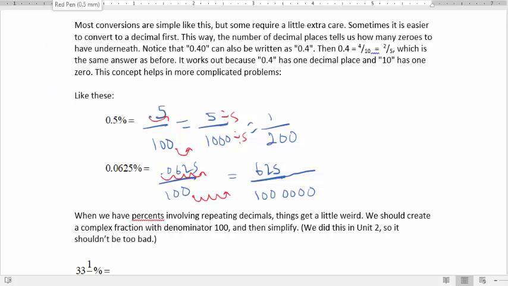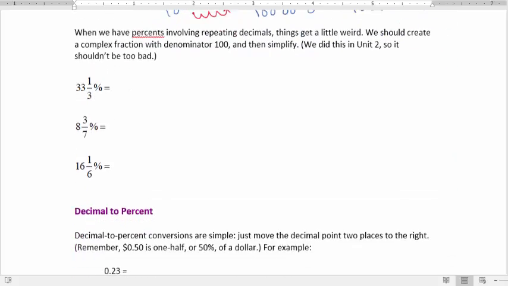And then you try to just reduce this as best you can. So I know 25 will go into both of these, right? 25 will go into 625 25 times, and then 25 will go into a million 40,000 times. Now it's 25 over 40,000, and then I would divide again by 25. 25 will go into both of them again. So 25 goes into 25 once, and 25 goes into 40,000 now 1,600 times. So it's 1/1600th. So those are the basic ones.